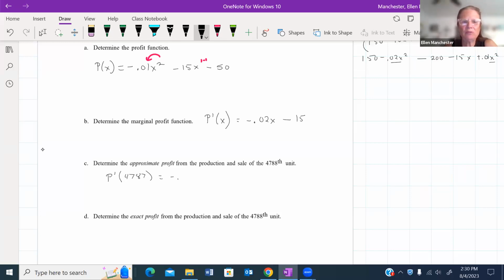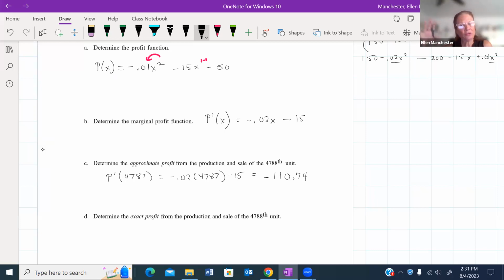So we're going to go negative 0.02 times 47.87 minus 15. So it's a negative 110.74. So my approximate profit is decreasing by 110 on the 4,788th unit.